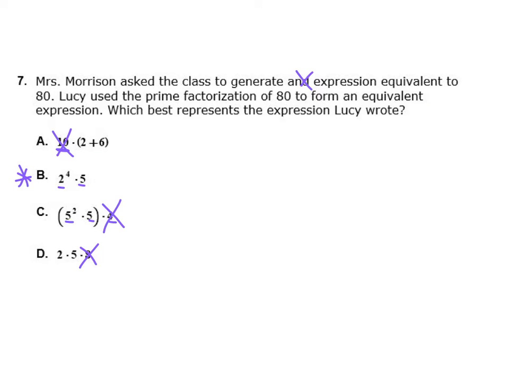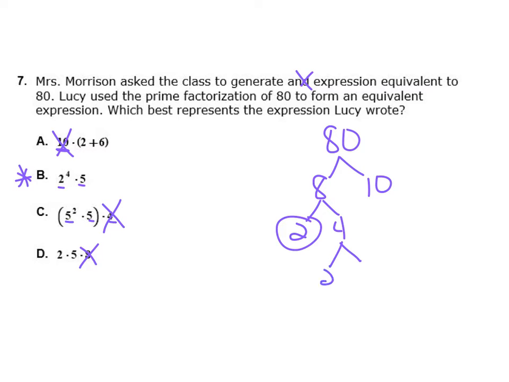I'm not sure, so I'm going to go ahead and do prime factorization. So we have prime factorization of 80. I know it's 8 times 10. 8 is 2 times 4. There's a prime number, so I'm stopping here. 4 is not prime, so we keep going. 2 times 2. So there are my prime numbers. Now we go with 10. 2 times 5. And those are prime numbers.